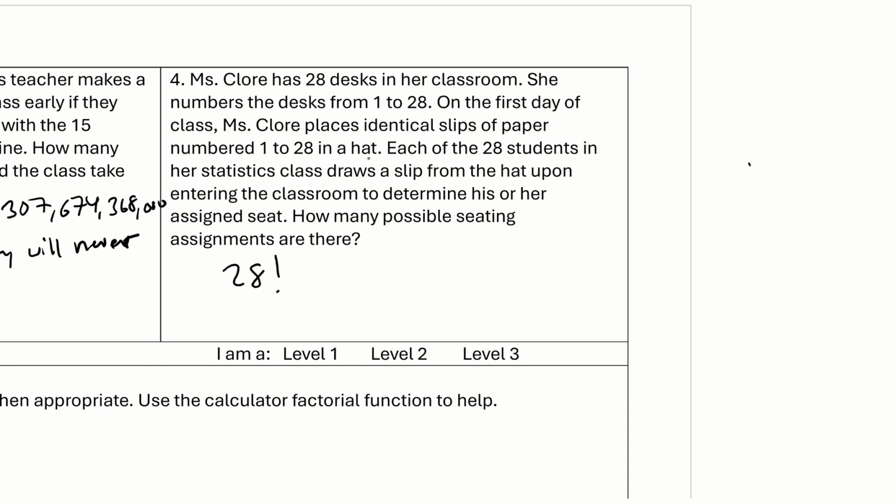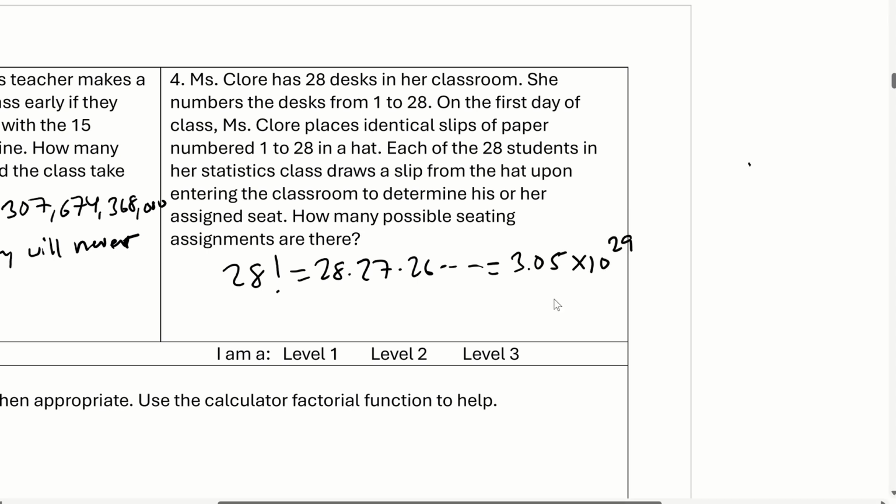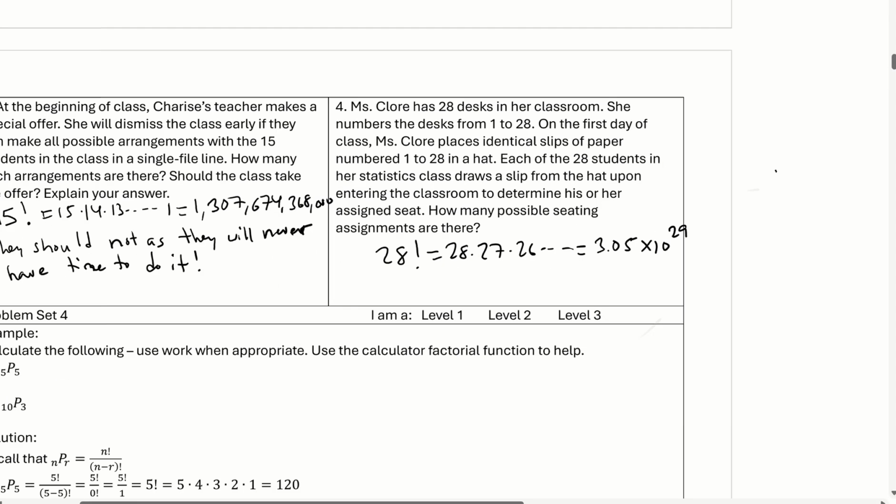Well, there's 28 factorial seating assignments, which is such a big number. It's 3.05 times 10 to the 29th power. That's how many. Now, just to put in context how big this number is, there's only 28 students when we do this. This number is way bigger than the number of grains of sand on the Earth, which is around 7.5 sextillion grains of sand. That's an enormous amount of grains of sand, but that doesn't even compare to this number. Okay, so it's an enormous number.